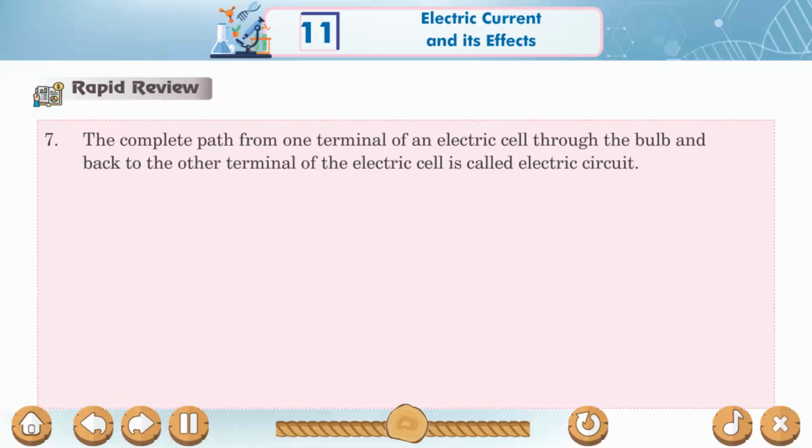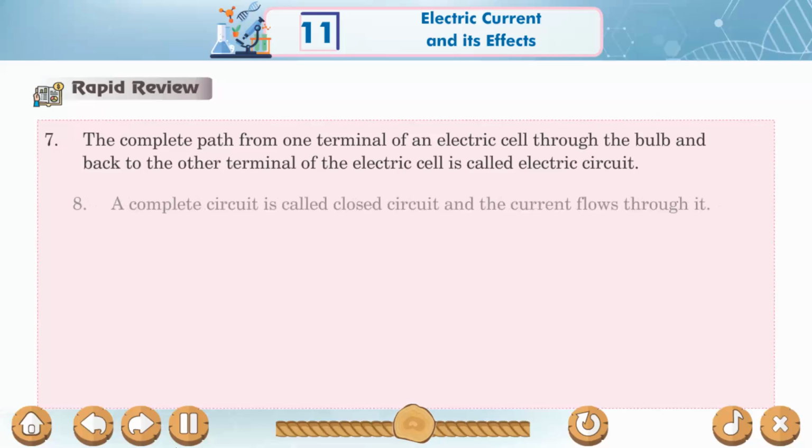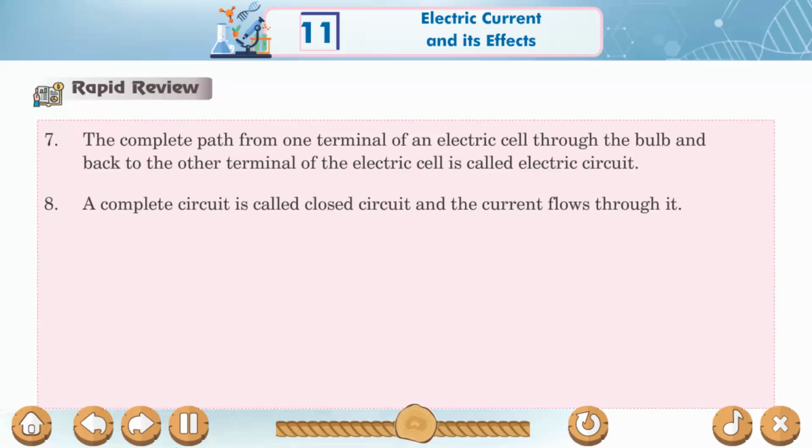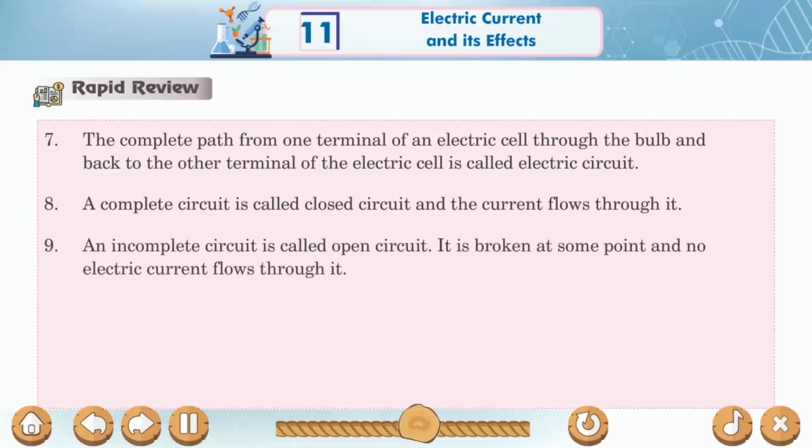7. The complete path from one terminal of an electric cell through the bulb and back to the other terminal of the electric cell is called electric circuit. 8. A complete circuit is called closed circuit and the current flows through it. 9. An incomplete circuit is called open circuit. It is broken at some point and no electric current flows through it.